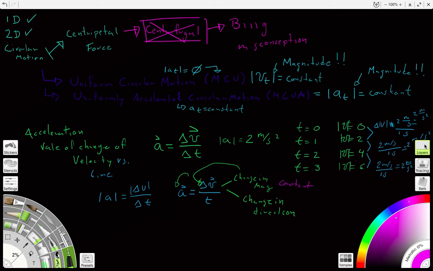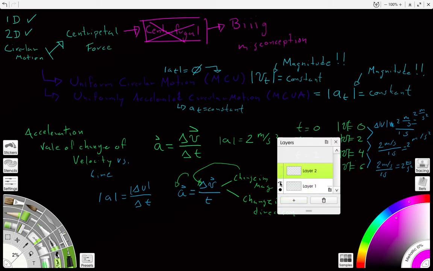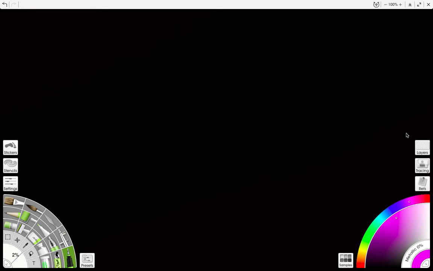Now let's continue with something else. Let's do a quick graphical analysis. I'm going to draw, as best I can, a circle. So here it goes. Let's say that's a circle. Now let's put a particle here. At the beginning of this movement, this is the path that the particle is going to follow. This is position 1.